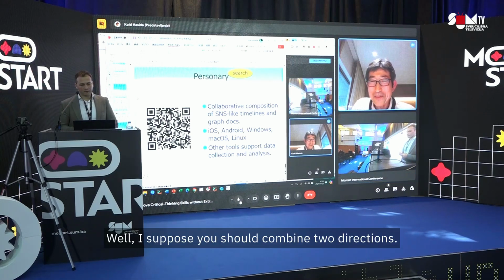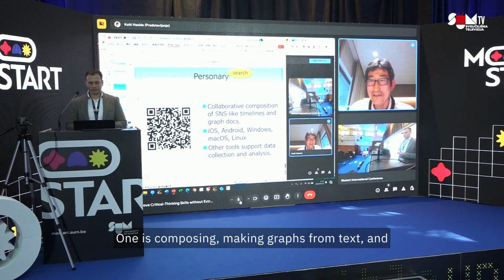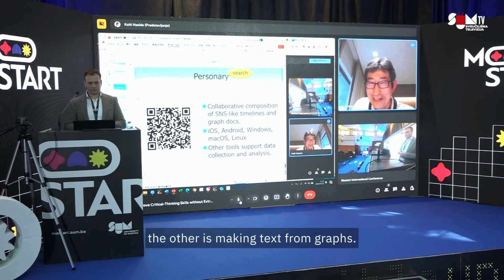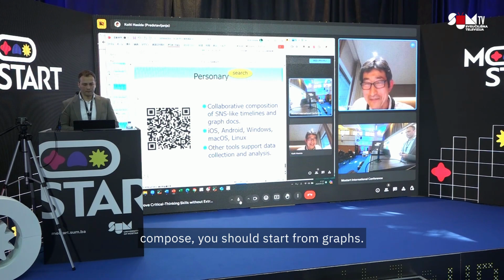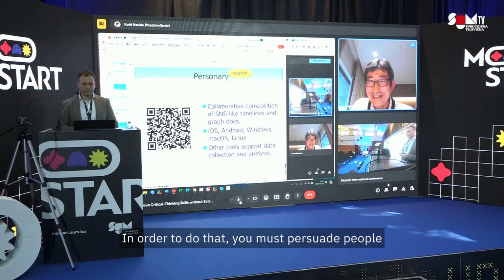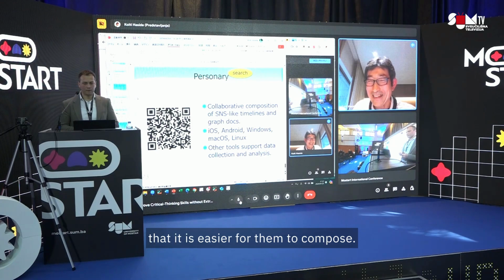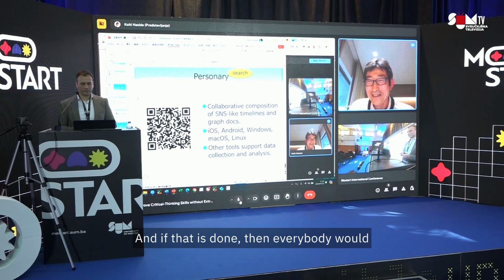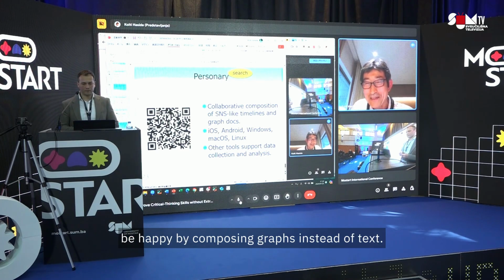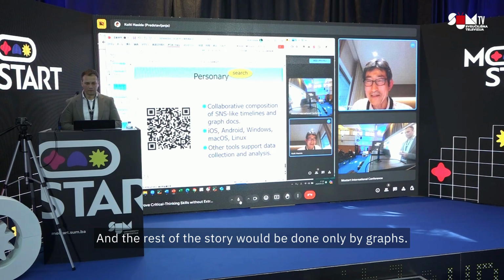Well, I suppose you should combine two directions. One is making graphs from text, and the other is making text from graphs, right? Because graphs are easier for people to compose. You should start from graphs. And in order to do that, you must persuade people that it is easier for them to compose graphs than text. That's the first issue. And if that is done, then everybody would be happy, composing graphs instead of text. And the rest of the story would be done only by graphs.